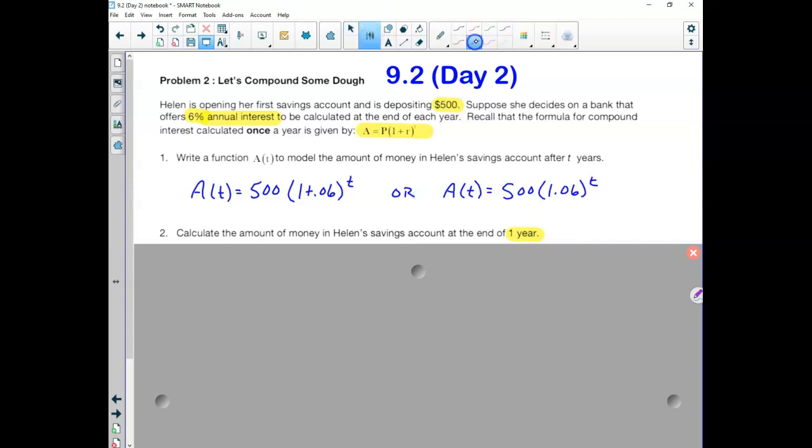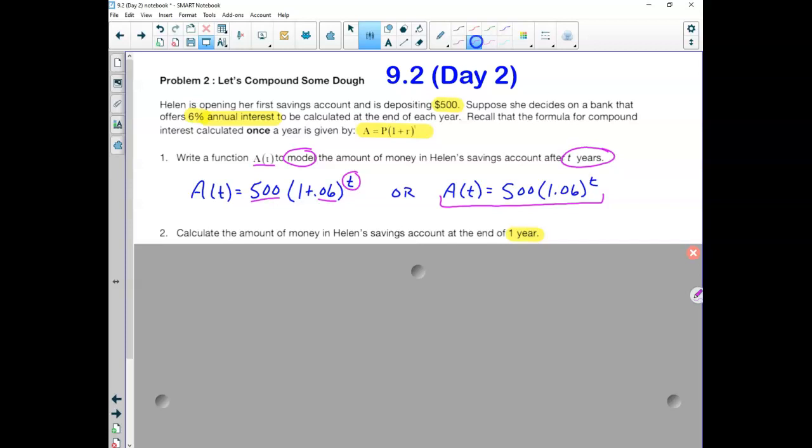Now, remember, this is a model. In a model A of t, my model after t years, t has to be represented in my equation. So there's my P, there's my r, there's my t. I have to have a variable in my equation to be a model, or we could simplify that down to a really nice usable one. We could add our 1 and 0.06 together to get there.